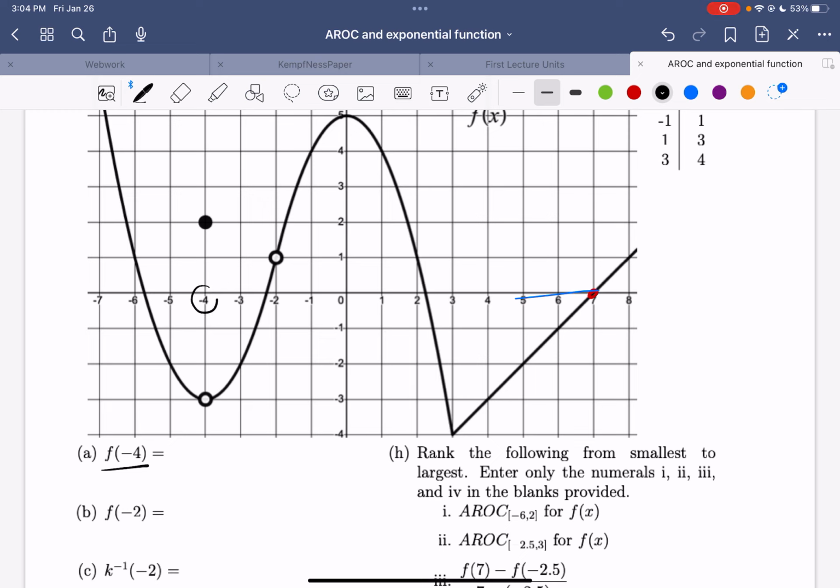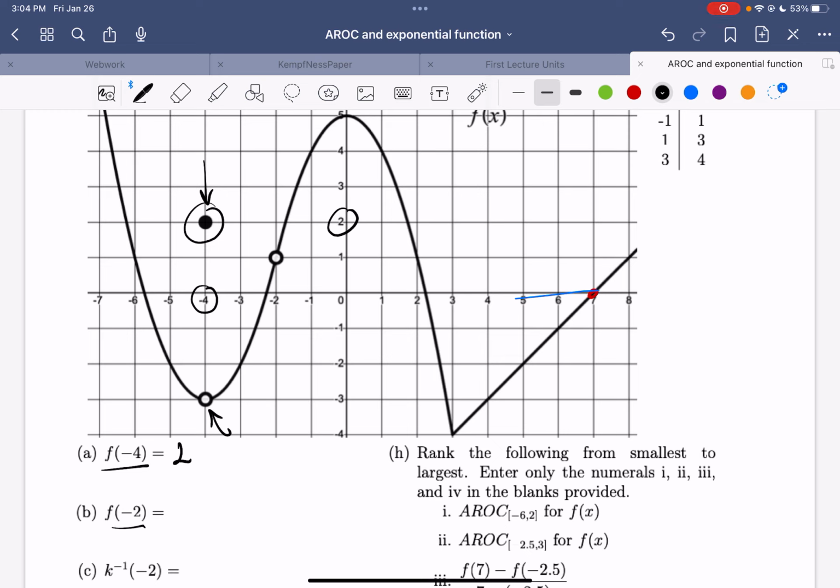So here's x equals negative 4. And f of negative 4 is the y value that the function hits. And that's this y value here. It's 2. So this is 2, right? The closed dot is telling you what you hit. The open dot is saying, hey, you're not actually going to touch this spot, okay?